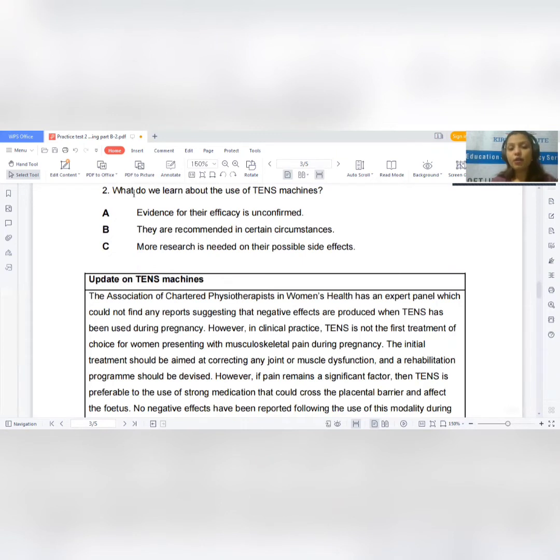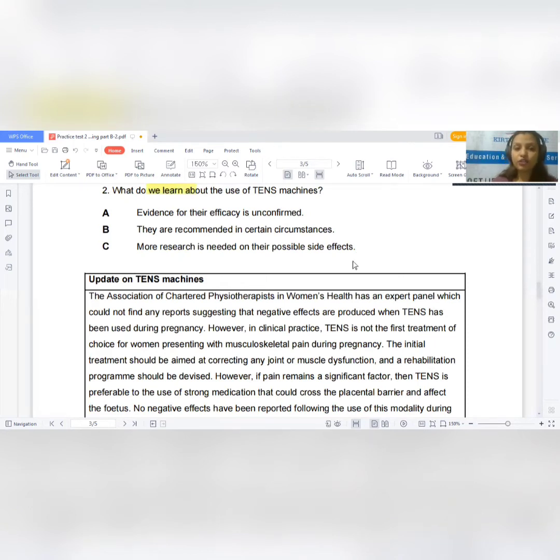What do we learn about the use of TENS machines? The question itself is asking us what we learn. So what I learn cannot be given in the text, right? I need to think by myself about what I am learning while reading the text, after reading the text. So your answer is based on your learning, your thinking, and your ability to comprehend the text. And that is why it is about finding the gist, finding the overall meaning of the text.